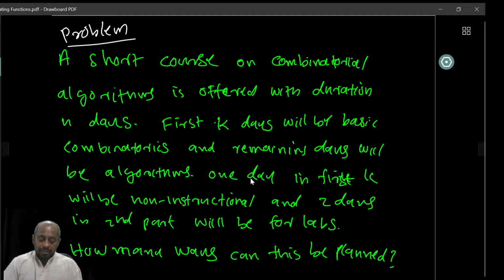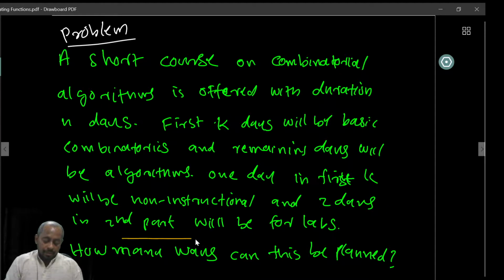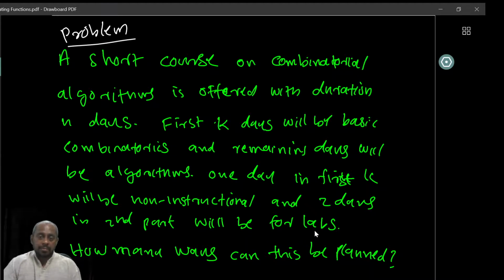Now out of the first k days, one day you will choose to be a non-instructional day. So one day will be a holiday. That is a must. Then from the remaining n minus k days, 2 days must be chosen for labs, because you are studying algorithms. You will have some labs. So 2 days will be for labs. That is also necessary.